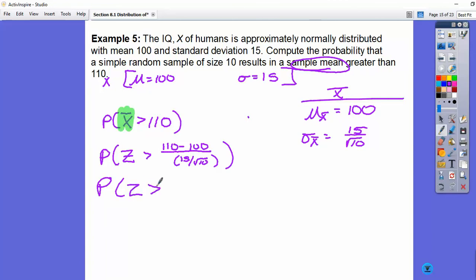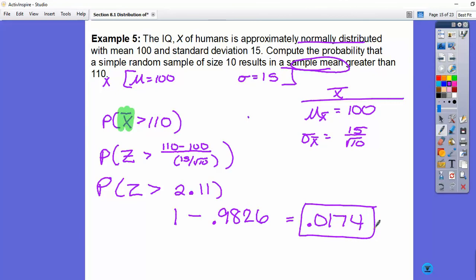So if I plug that in, I get probability Z is greater than 2.11. Okay, remember your table, we can use our normal table because it's normally distributed. The table tells you the probability less than, so for greater than you do 1 minus. Then we read that 2.11 is 0.9826. We get 0.0174.